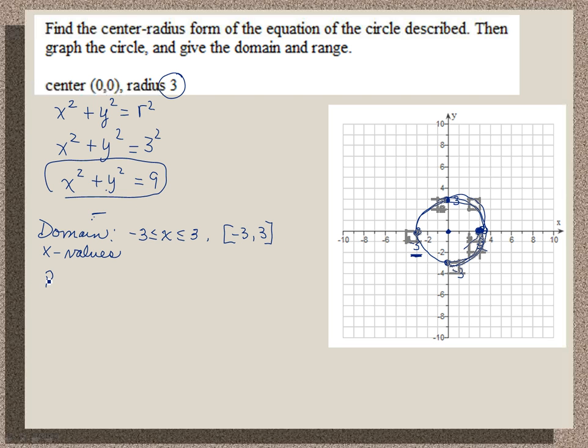And then to find the range is talking about y values. And to find the range, you want to read the graph from the bottom to the top. So reading my graph from the bottom to the top, I see my lowest point here is where y is equal to -3. That's where my range begins. And then I have points going up either to the right or to the left until I reach this topmost point on the circle that has a y value of 3. My range goes from -3 to 3 also.